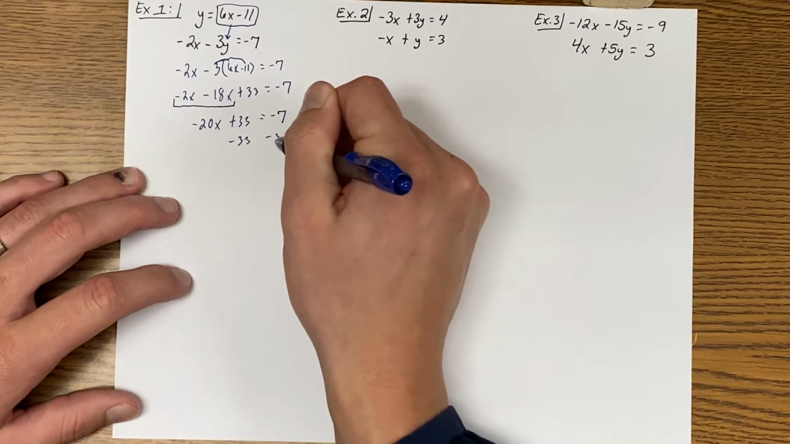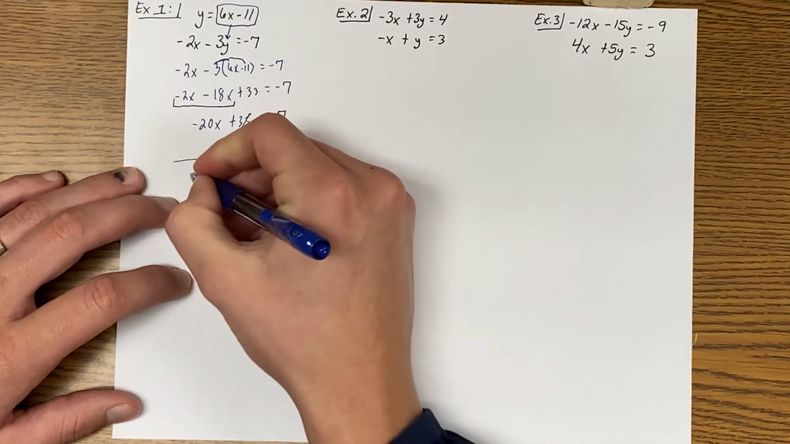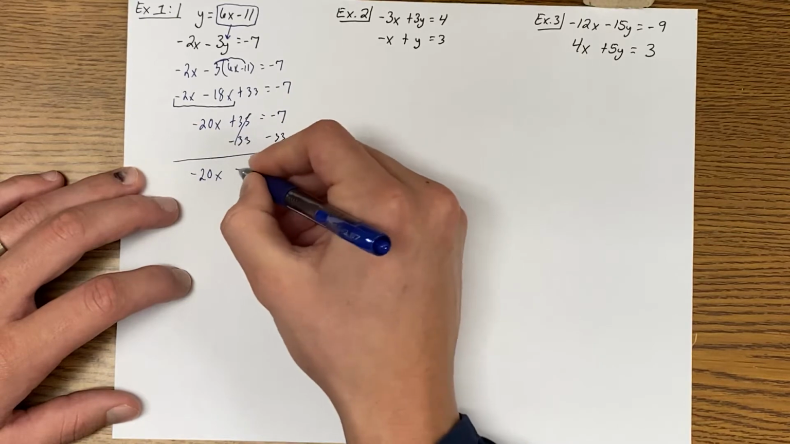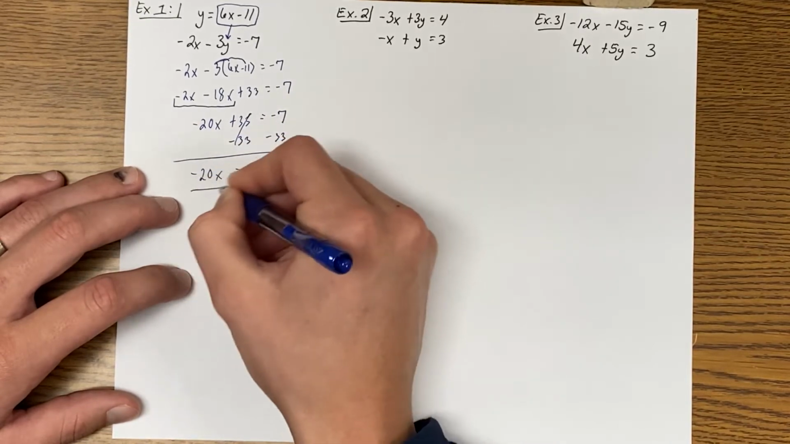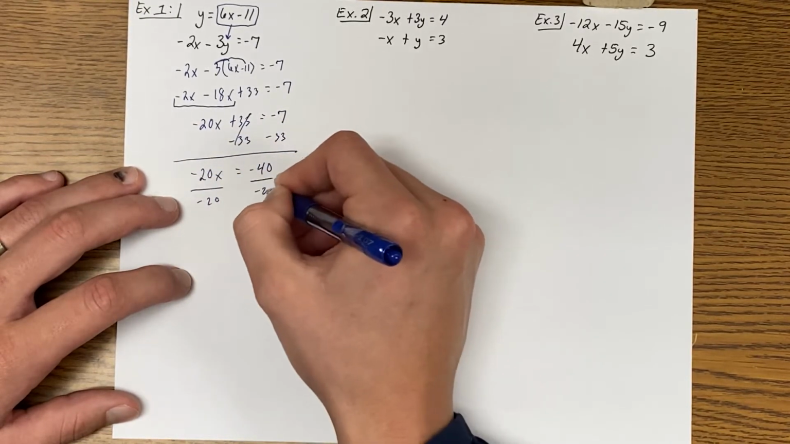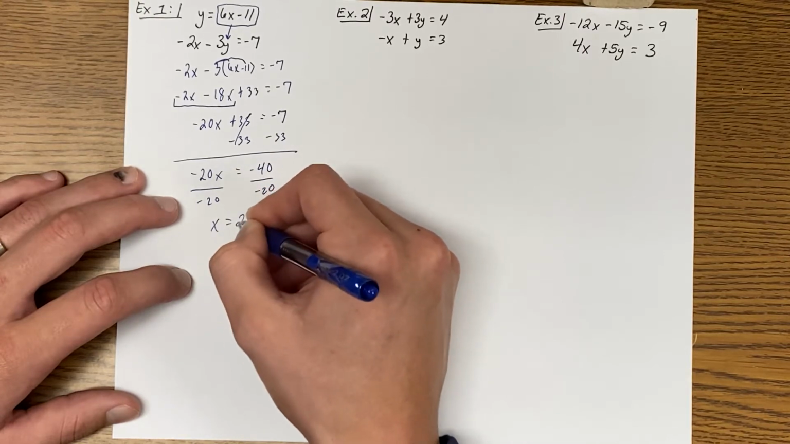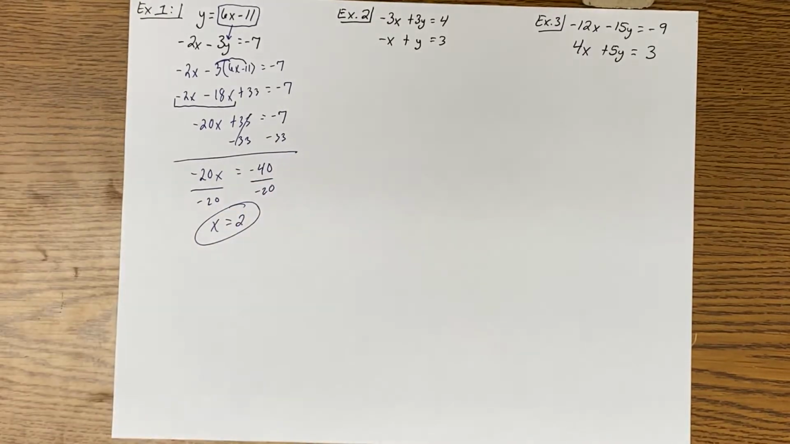Subtract 33 from both sides, and we get negative 20x equals negative 40. Divide both sides by negative 20, and we get x equals 2. And at this point, we are halfway there, because remember, we're trying to find what x is equal to and what y is equal to. I say we're halfway, but really we're a majority of the way done because we've done most of the work.